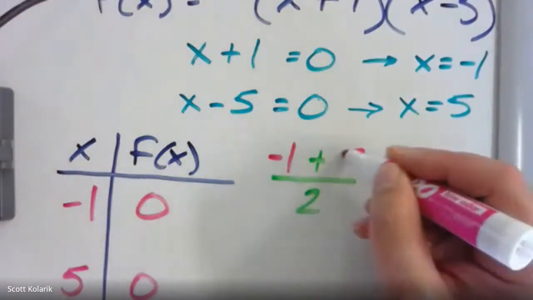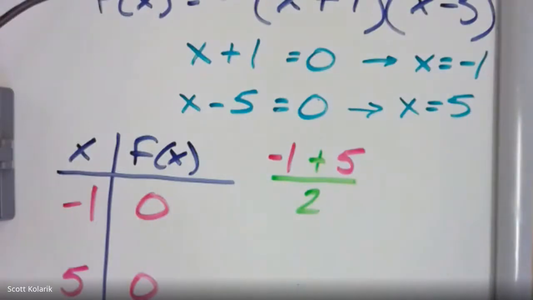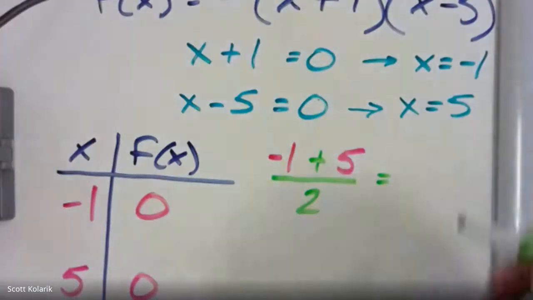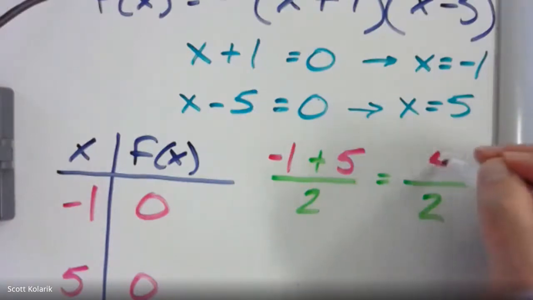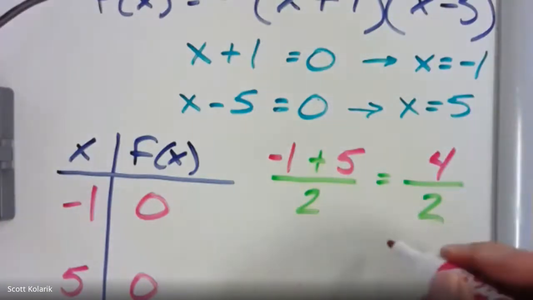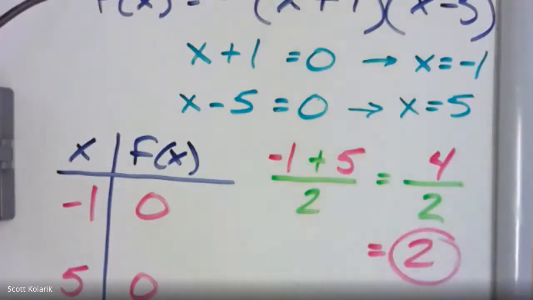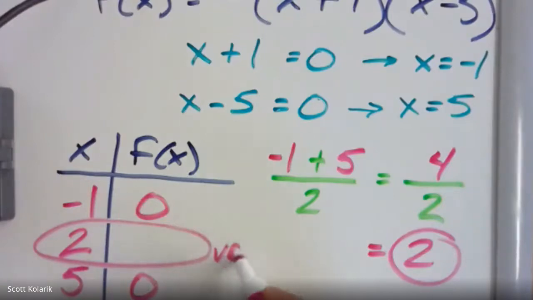So if I were to add -1 and 5 together, I would get +4. Don't lose track of those negative signs, right? I get +4 over 2. And when I reduce 4 over 2, I end up with this 2. What's the significance of that 2? That 2 will represent my axis of symmetry, but more importantly, I can use that 2 to plug back into my XY table to find out what my vertex is going to be.